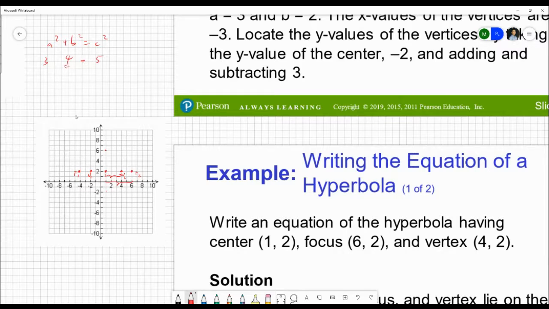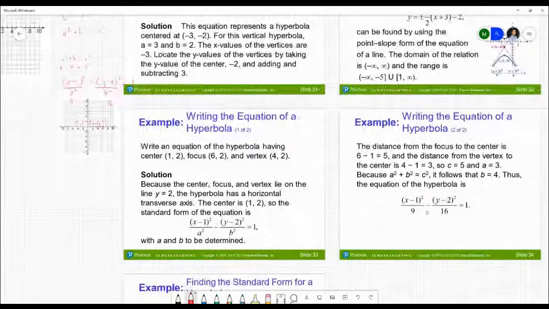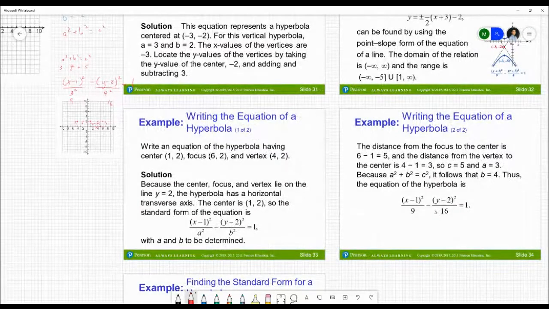I will graph this, right? So we know that it's going to be x, so x is being squared. The center is (1, 2), so x minus 1, y minus 2. We know that it has to equal 1. On the x, our a value is 3, and our b value is 4. Of course, you should write this as 9 and 16. So there we go: (x minus 1) squared over 9, (y minus 2) squared over 16.